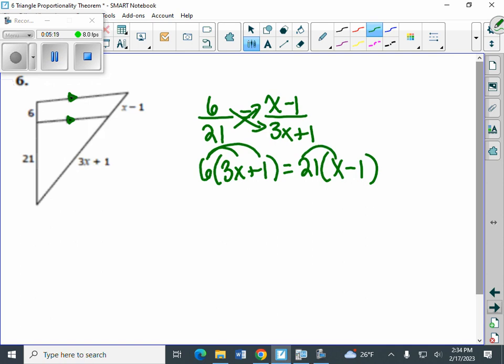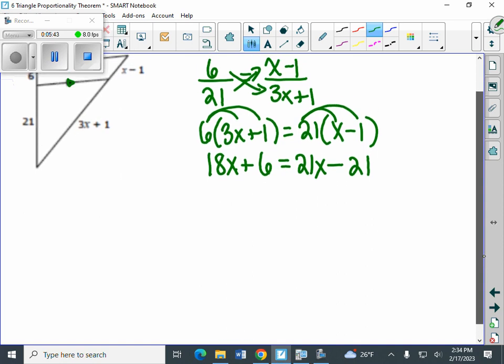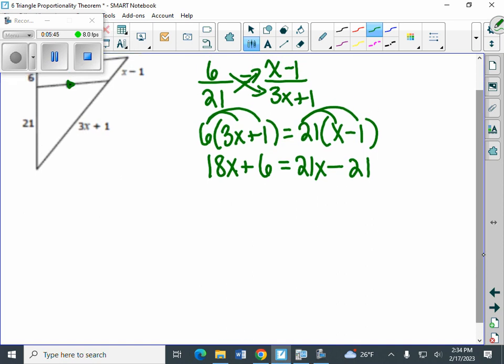Again, feel free to use your calculator to use decimals. I don't need to on this one. 6 times 3x is 18x. 6 times 1 is 6. 21 times x is 21x. 21 times 1 is 21. And what I'm going to do is move my letter to the left. But you solve it the way your Algebra 1 teacher taught you. We will end up in the same place. In this case, it's going to take me maybe one more step than you.